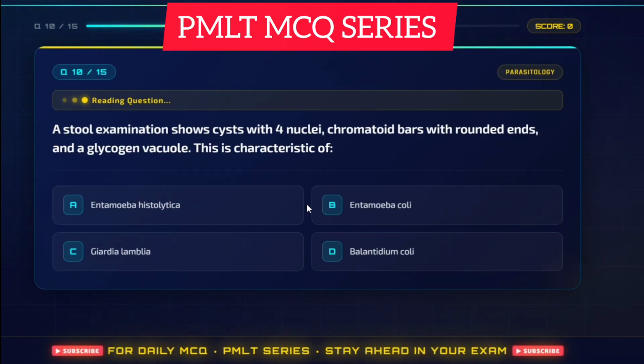A stool examination shows cysts with 4 nuclei, chromatoid bars with rounded ends, and a glycogen vacuole. This is characteristic of A. Entamoeba histolytica, B. Entamoeba coli, C. Giardia lamblia, D. Balantidium coli.